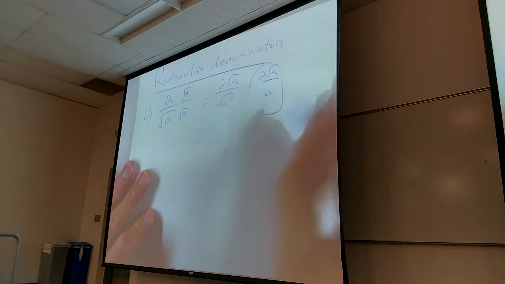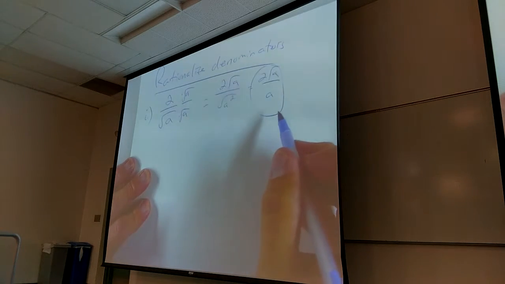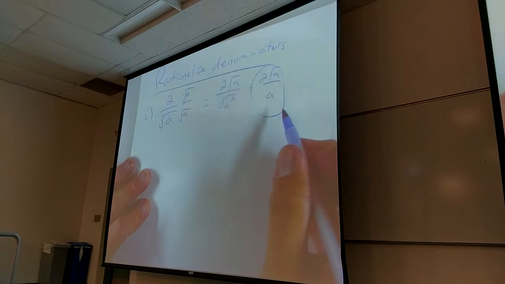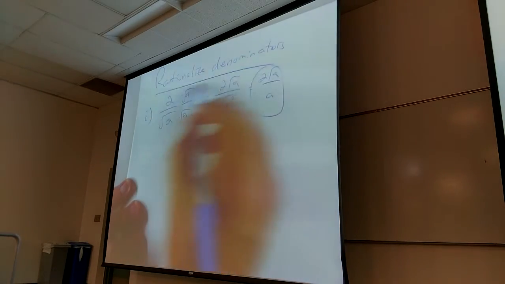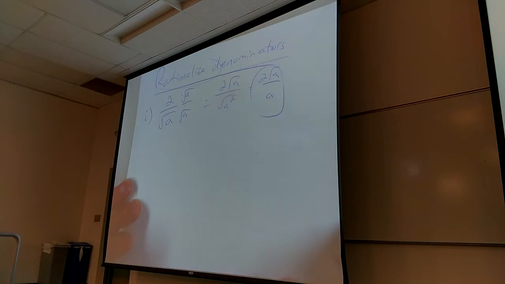So is the bottom rational now? Meaning no radicals present? Yes. That's what rationalizing the denominator means. Give it what it's missing until it becomes no radicals anymore, no roots.